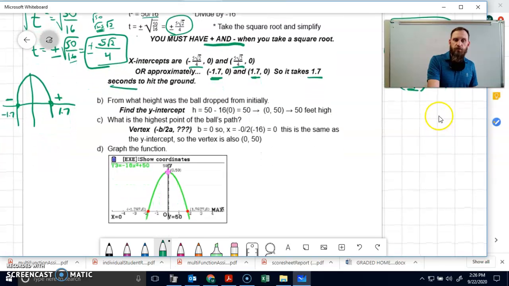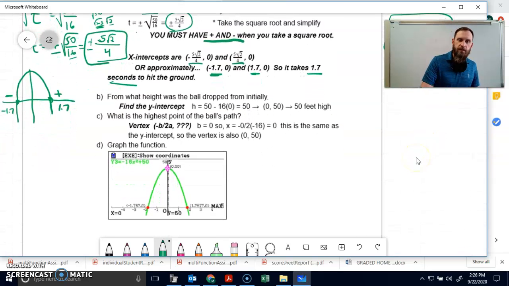Just like yesterday, we're going to do the y-intercept, and this one's pretty easy. I have 50 minus t squared. I forgot my squared here. But anything times 0 is 0. So it's really, once again, just the constant. It's just that 50. So 50 feet high is where I'm dropping it from.